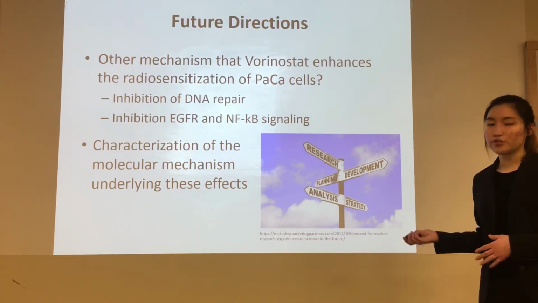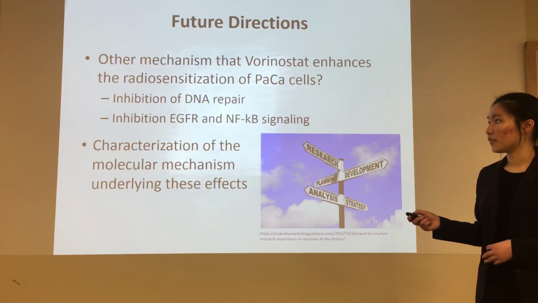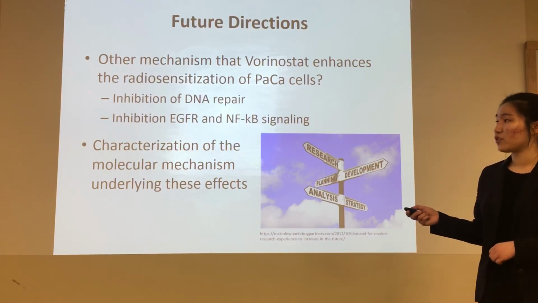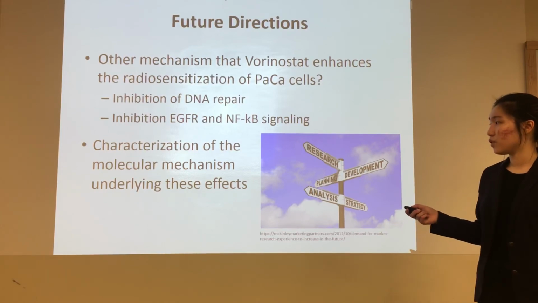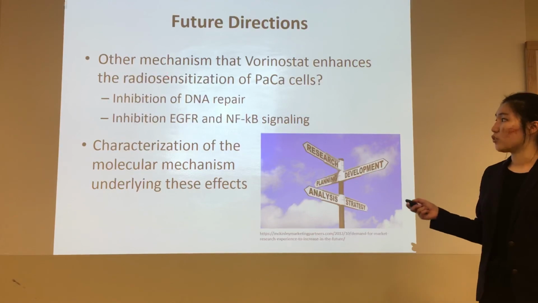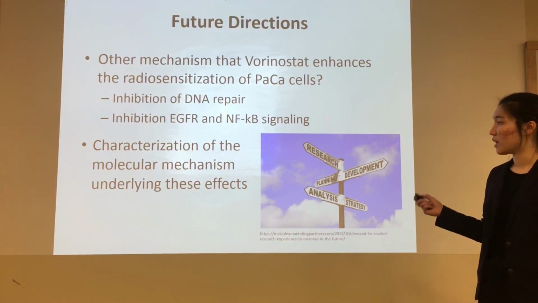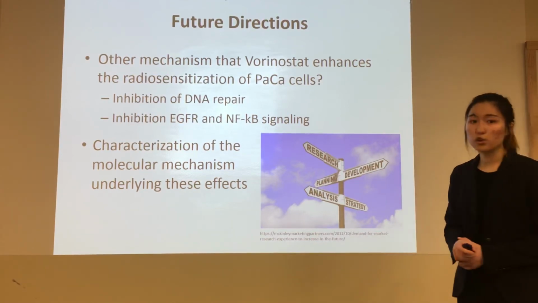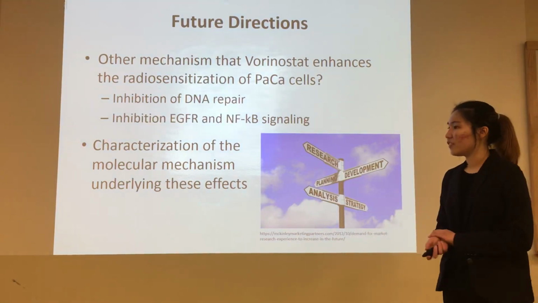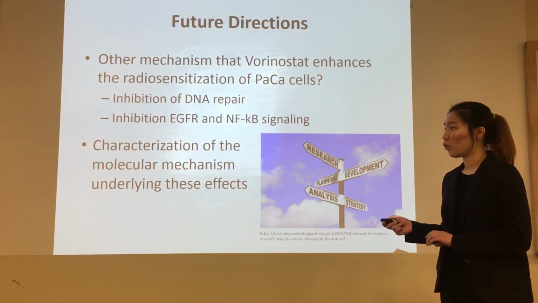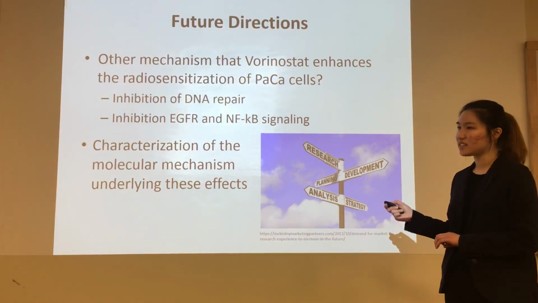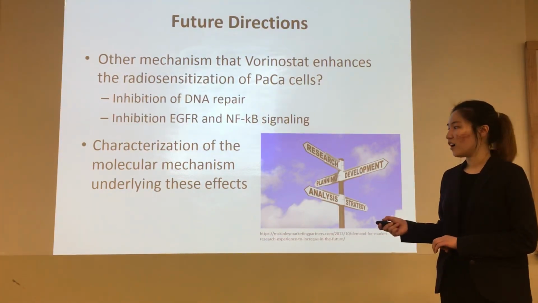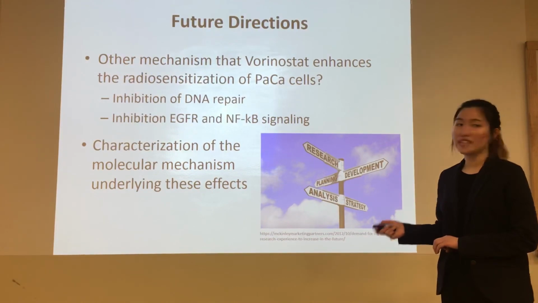If you read further into this research paper, it does talk about how Vorinostat uses the mechanisms of inhibition of DNA repair and inhibition of EGFR and NF-κB signaling to radiosensitize the pancreatic cancer cells. And to go further into the research, they will need to find more about the molecular mechanism underlying these effects, because right now we know that it will radiosensitize, but we do not know the mechanism behind it.